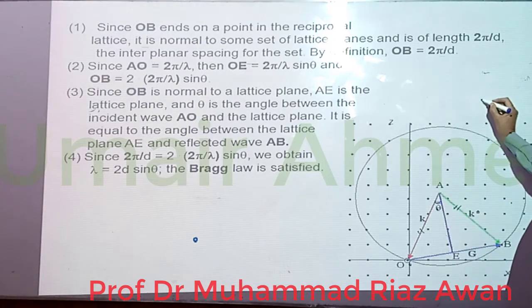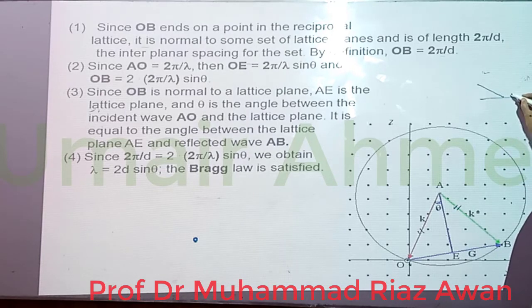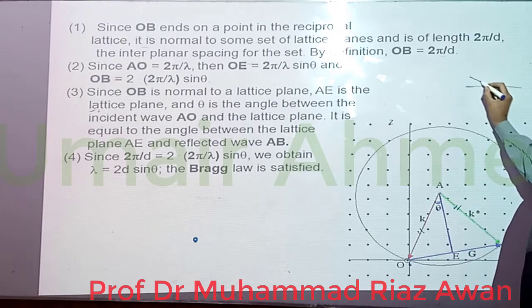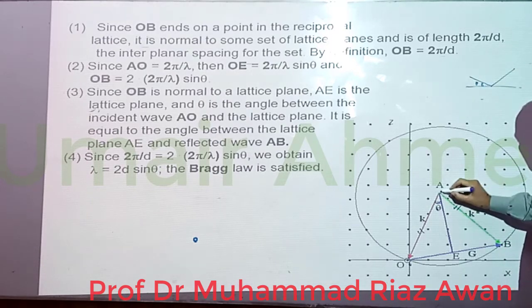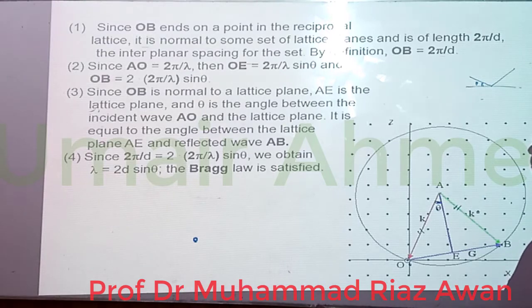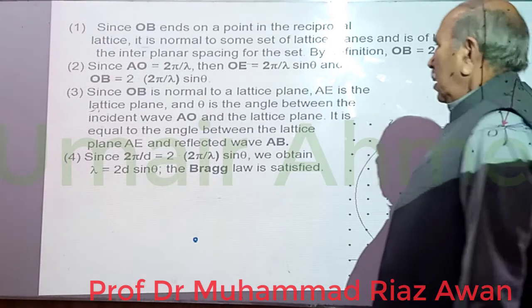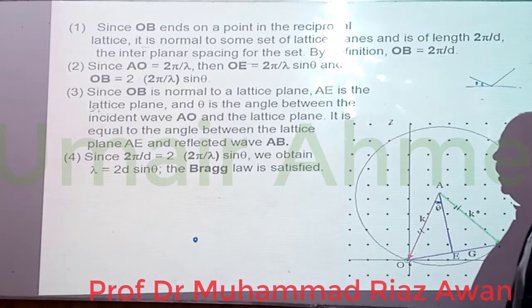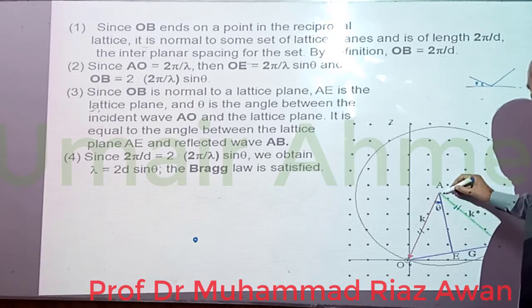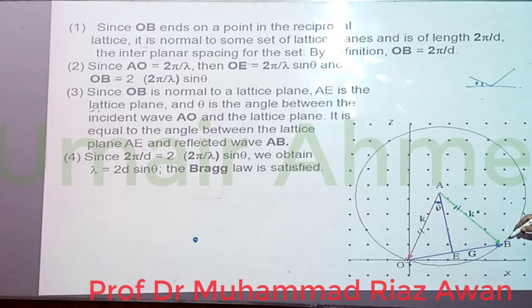So exactly the same thing that we have done there, that the incident wave vector is making an angle theta with the plane. So what is the plane? This is the plane in this case. The incident is making this angle, so this angle I will call theta. It is equal to the angle between the lattice plane AE and the reflected wave AB. This is the reflected wave AB, and this angle will be the same as this one. As I told you, this angle is the same as this angle.